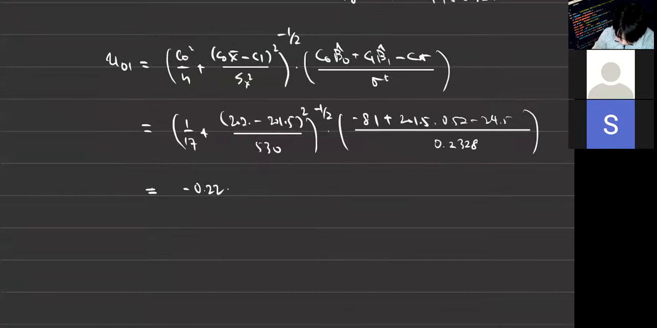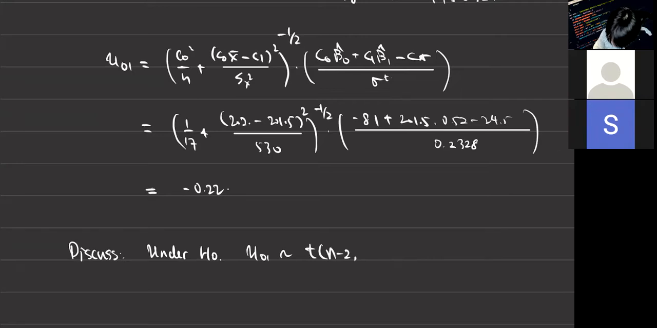All right, so let's discuss. Under the null hypothesis, H0, what's happening is your U01 will converge to T, and the degree of freedom is n-2, at the alpha significance level, it's 1 minus alpha over 2. Okay, so under null, that will be the case, right?